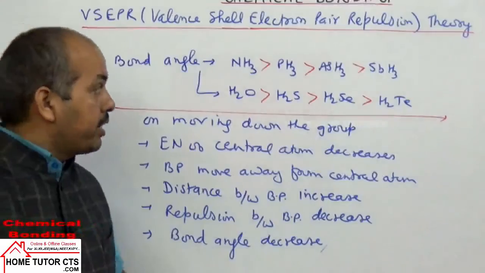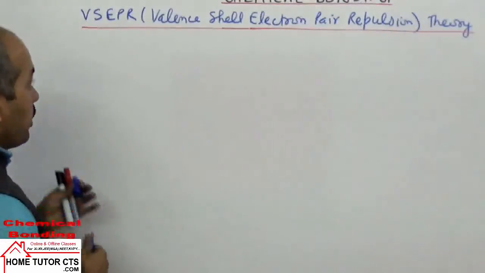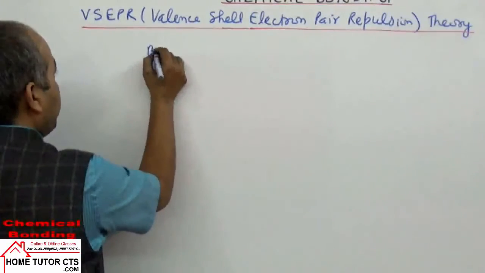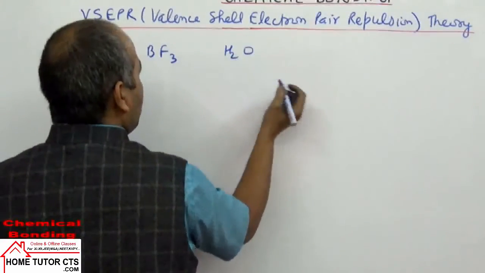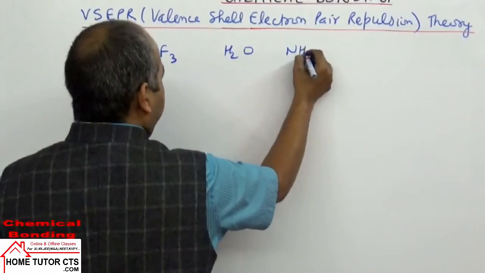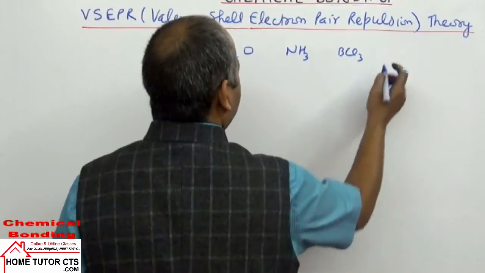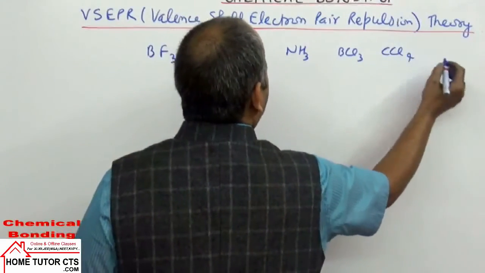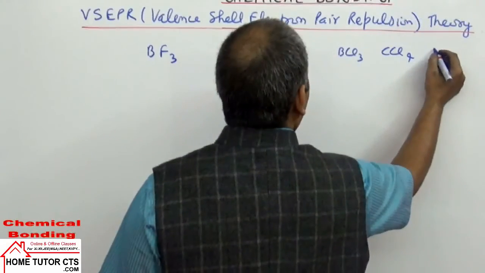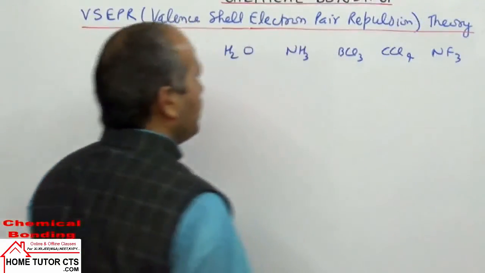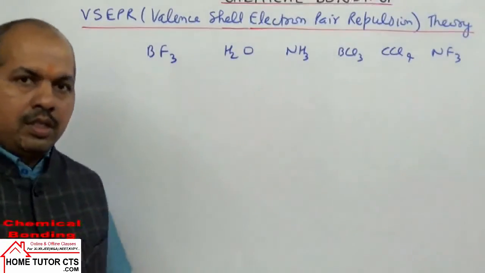Fine. Now let us take one more question. The next question is to compare the bond angle. If I write the molecules BF3, H2O, NH3, BCl3, CCl4 and NF3, in these molecules you compare the bond angles. Try yourself.